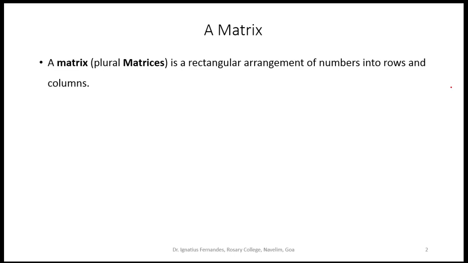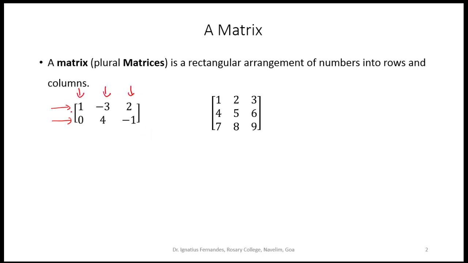A matrix is a rectangular arrangement of numbers into rows and columns, a single matrix and many matrices we say. Say for example, if I have this, this is an example of a matrix where I am putting these numbers 1, -3, 2 and 0, 4, -1 in rows and columns. I have a row here, another row here, a column, another column, another column. Basically I have 2 rows and 3 columns. So, a rectangular arrangement of numbers into rows and columns.